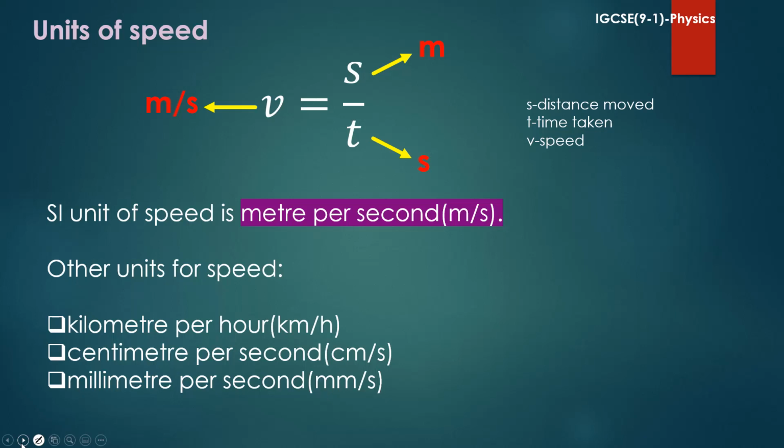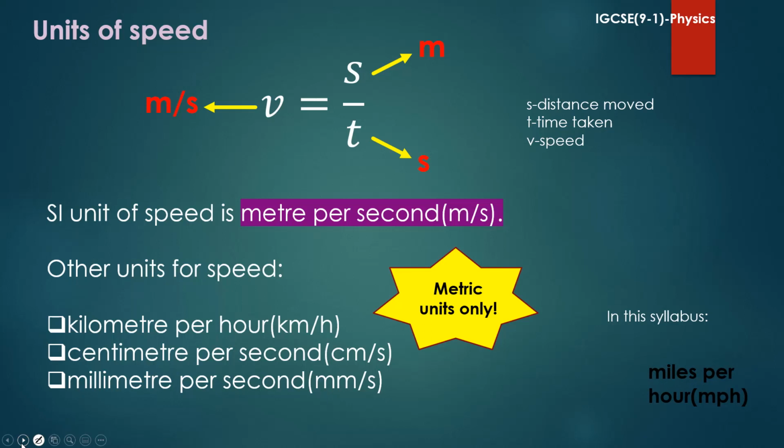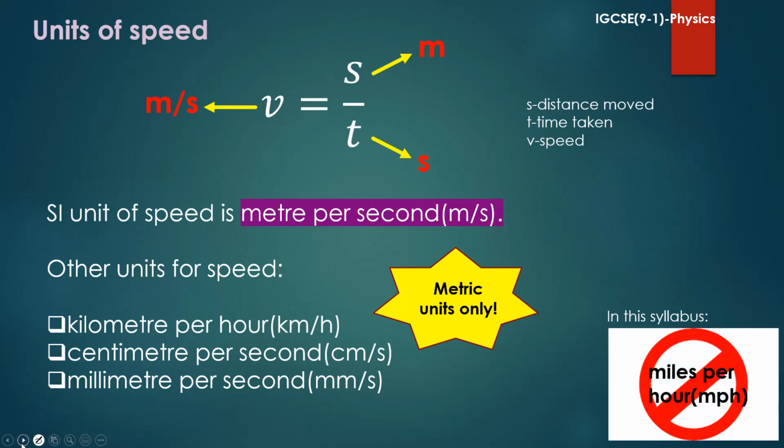Other units for speed: I told you we are using the metric system. So in the metric system, we can use kilometers per hour, centimeters per second, millimeters per second. These are all metric units. In this syllabus, we don't use miles per hour. Those are imperial units, and we don't use imperial units in the syllabus. If you see m in this context, that doesn't mean miles. It means meter or milli. So simple m represents meter or milli, not miles. Remember that.